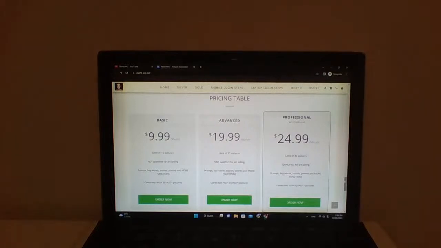Next, I would like to take you to have a look at our advanced plan. The advanced plan is just $19.99. For the advanced plan, we offer a limit of 25 pictures. Unfortunately, you're not qualified for art selling, which means that you can't sell your artworks in our online art selling store.